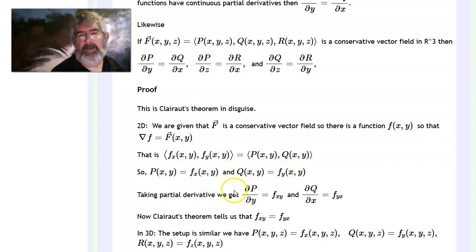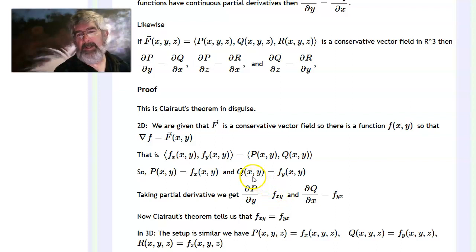So I've got these two things. Now, if I take this first equation and take the partial derivative of both sides with respect to y, I get the partial of P with respect to y, and here I get the partial of f, first with respect to x and then with respect to y, which we usually write as f sub xy. Okay.